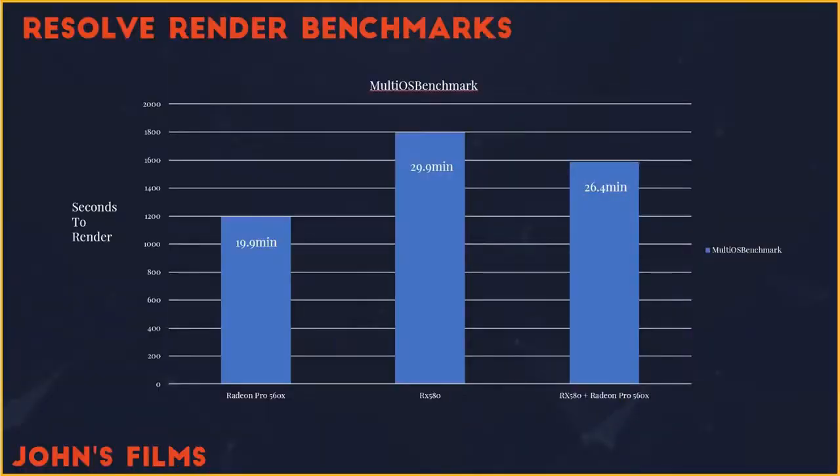The results today are quite surprising. The Radeon Pro 560X, that is native to the machine, takes 19.9 minutes to execute the 4K 30 frames per second timeline. The RX 580 running alone in the eGPU enclosure takes 29.9 minutes, despite being a faster graphics card. And finally, working in tandem, it takes 26.4 minutes for the RX 580 and the Radeon 560 to get the job done. So these are troubling results. I've added more hardware, I'm getting less performance.